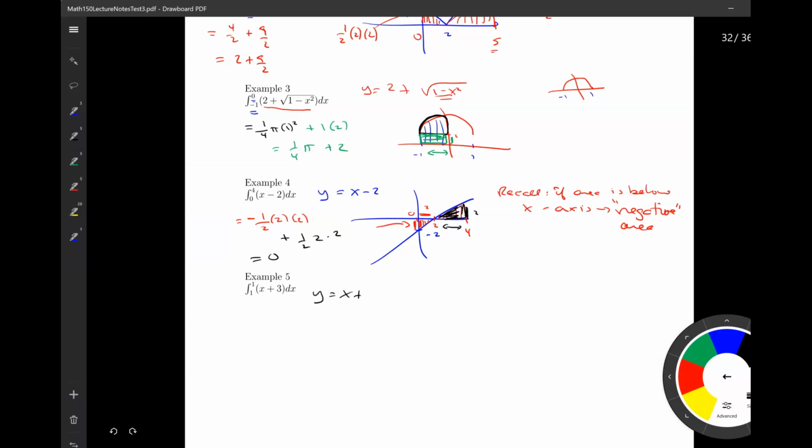Right, so if I'm looking at the graph of y equals x plus 3, here's 3. Oh, and what am I trying to find the area between? 1 and 1. Well, what's that going to be? 0. There's no area to find.